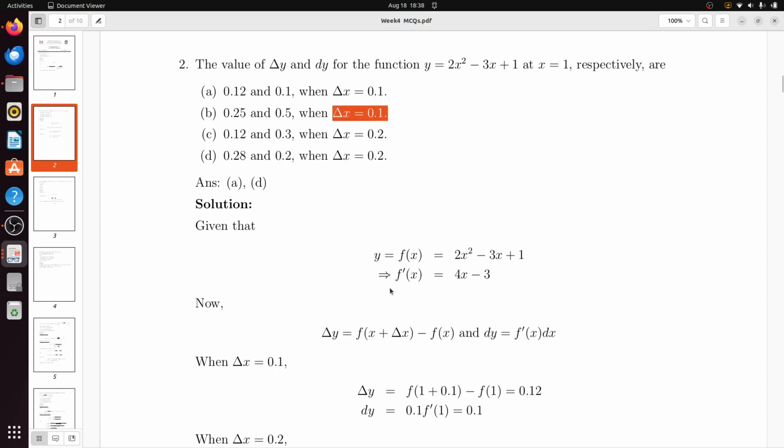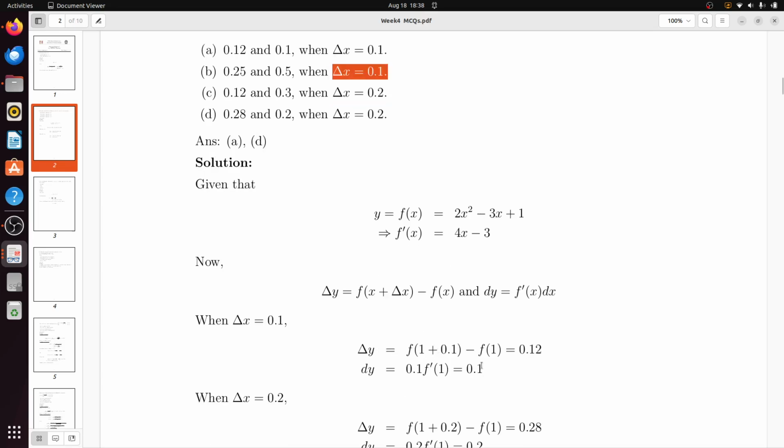So if you check for delta x equal to 0.1, you will get delta y equal to f of x plus delta x minus f of x. So delta y equal to f of 1 plus 0.1 minus f of 1, and if you calculate it, you will get 0.12. And what is dy? dy is f prime x dx, and how to determine it? dy equal to 0.1 into f prime 1. Just put x equal to 1 and delta x equal to 0.1.